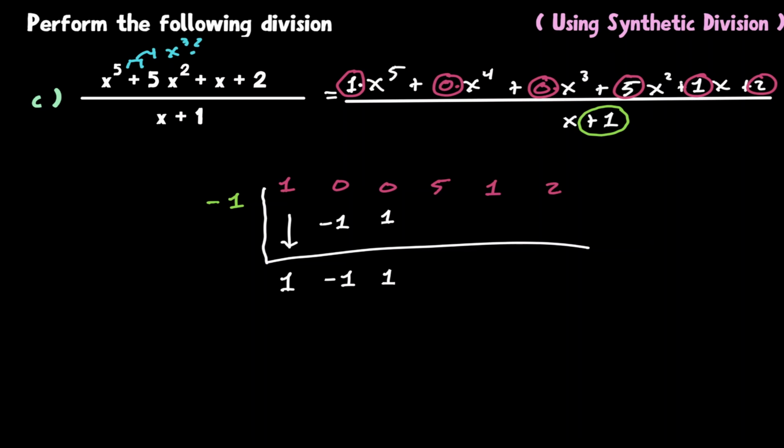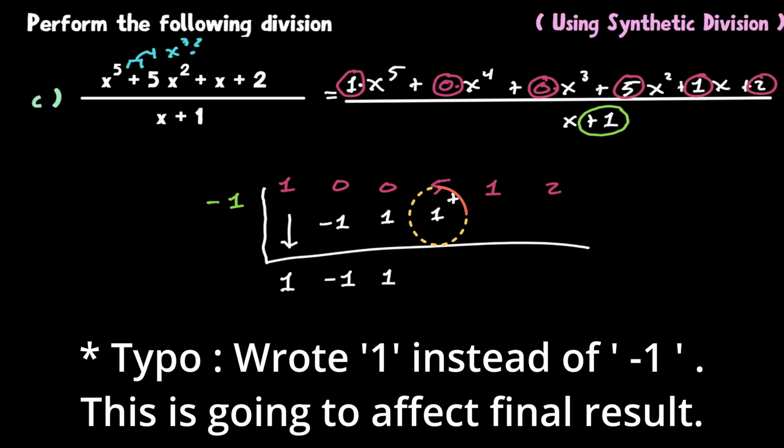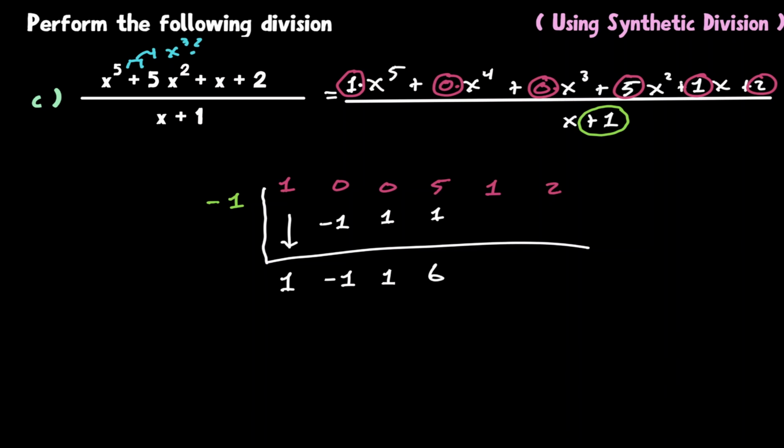And let's repeat the process. Multiply the outsides, which is going to give me negative 1. Let's write down that result underneath the next number, which is 5, and let's combine them. 5 plus 1, that is 6. Let's write that down. And let's repeat this one more time. Multiply the outsides. That is going to give me negative 6. Let's write that down underneath the next number, and let's combine them. That is going to give me negative 5. And let's repeat this one more time. Multiply the outsides, which is going to give me positive 5. Let's write that down underneath the next number, and let's combine them, which is going to give me 7.